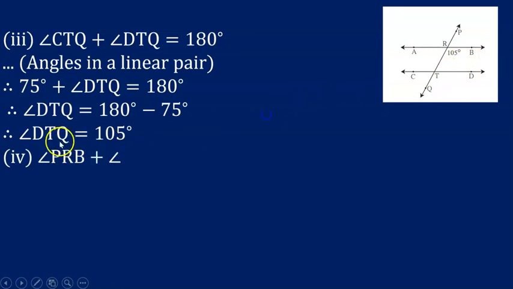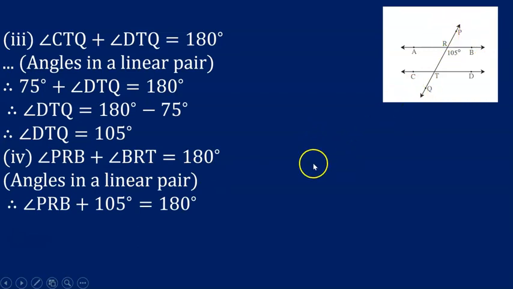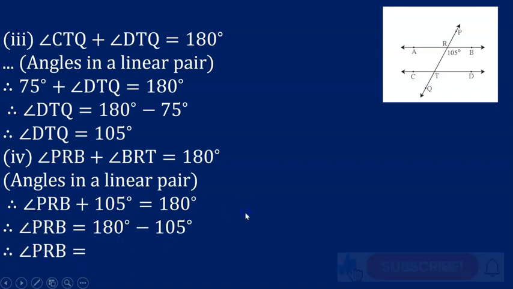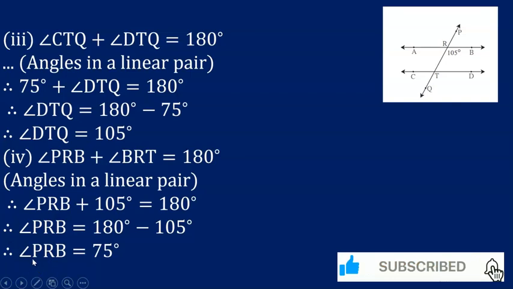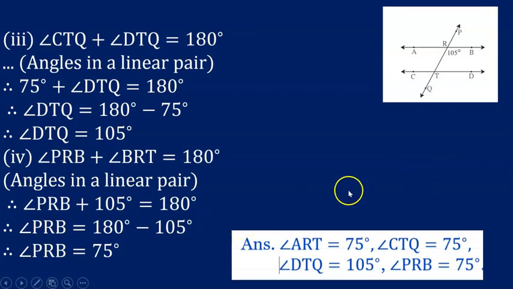Therefore, measure of angle DTQ is equal to 105 degrees. Next, measure of angle PRB. Measure of angle PRB plus measure of angle BRT is equal to 180. These are the linear pair angles. Substitute the measure of angle BRT, which is 105. Therefore, angle PRB plus 105 degrees is equal to 180. Therefore, measure of angle PRB is equal to 180 degrees minus 105. Therefore, measure of angle PRB is equal to 75 degrees. And in this way, we have calculated all the angles.